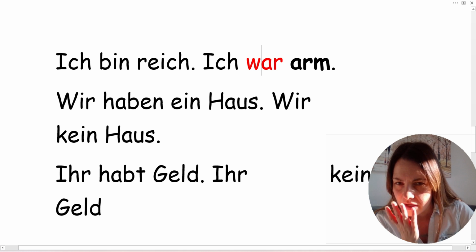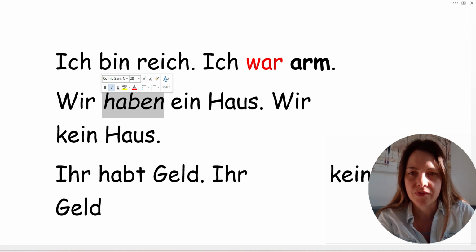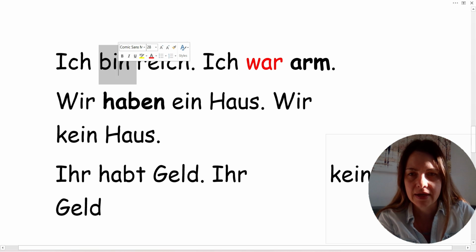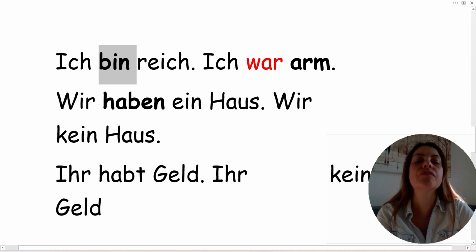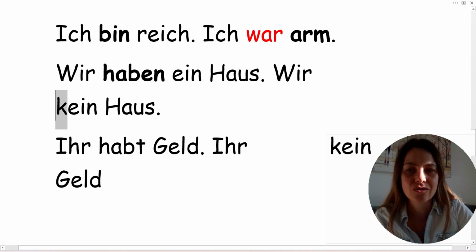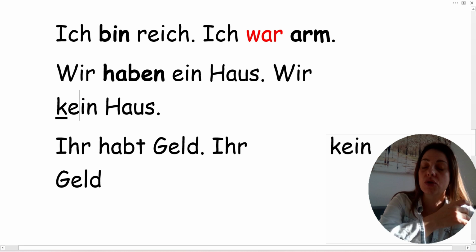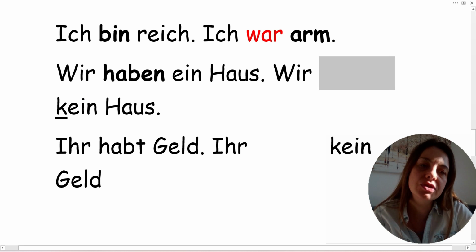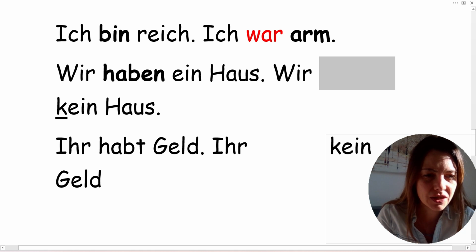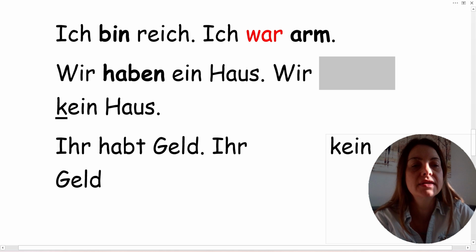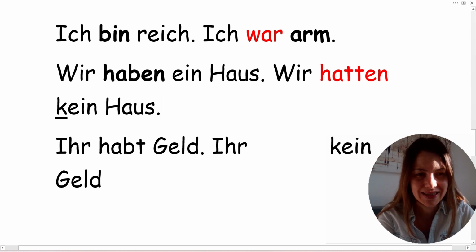Okay, then wir haben ein Haus. We have a house. Wir haben ein Haus. But before we didn't have a house. Kein Haus. So we don't need didn't because we have this no house, kein Haus. So we just need the verb haben in Präteritum, in plural, and that's hatten. Wir hatten kein Haus.